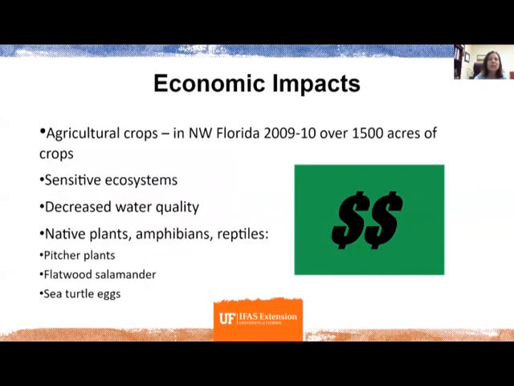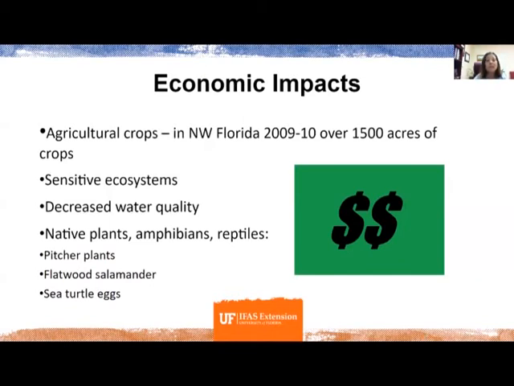So our economic impacts, that just means the money. Let's talk money. So our agricultural crops, those are things like our cotton and our peanuts, our soybeans, our corn. We had over 1,500 acres just in one season damaged by wild hogs just in Northwest Florida. We have our sensitive ecosystems like those pitcher plant bogs that get destroyed. We've got our decreased water quality, which decreases our fun in the water, but it also decreases our tourism coming in. Our tourists don't want to come in and see ugly water.